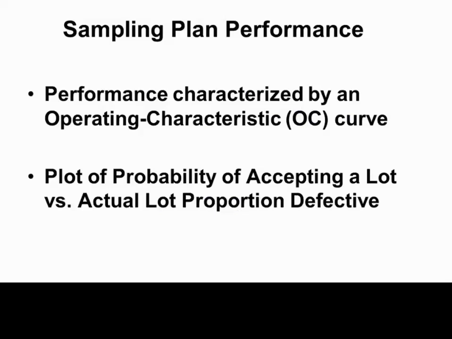So what the OC curve is, it's a plot. On the y-axis is the probability that we're going to accept the lot, the probability of acceptance. And on the x-axis is the hypothetical true lot proportion defective. Again, we don't know what that is, but let's suppose it was 0.5%, 1%, 2%, 3%. What's the chance we're going to accept the lot given that the underlying proportion defective is these different numbers?